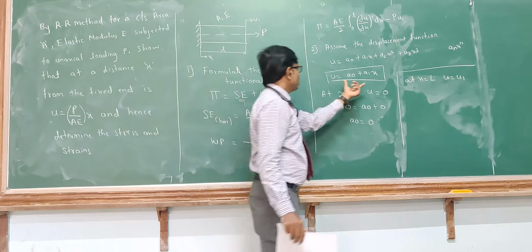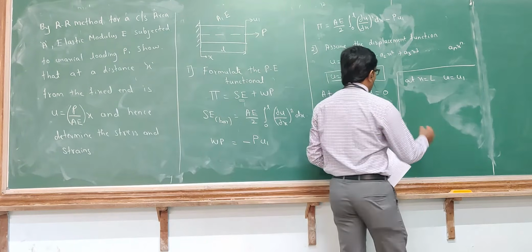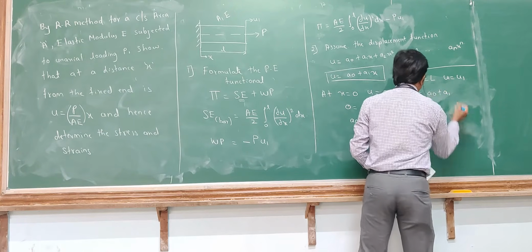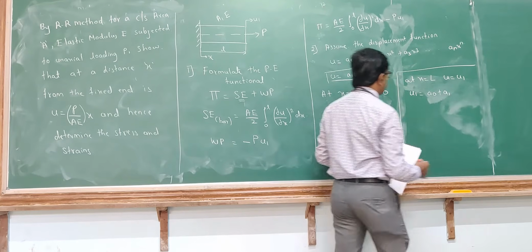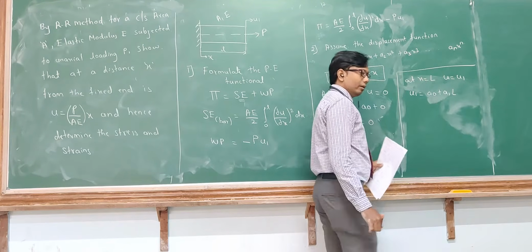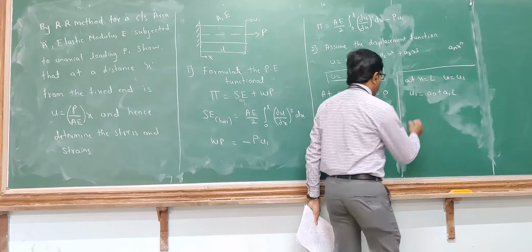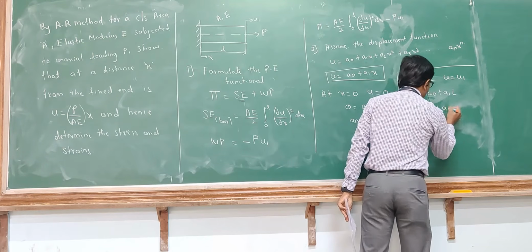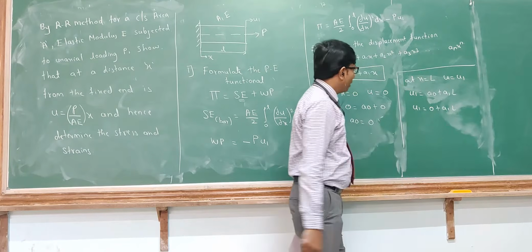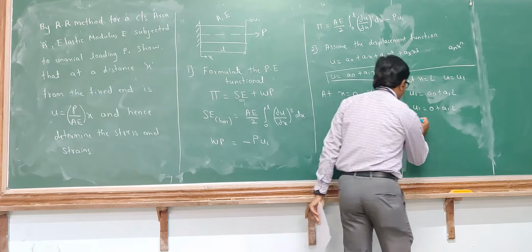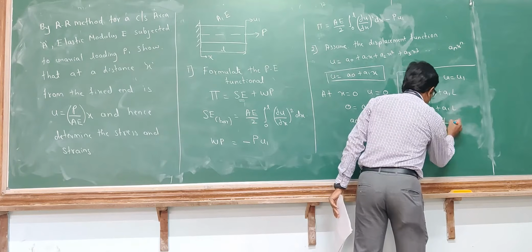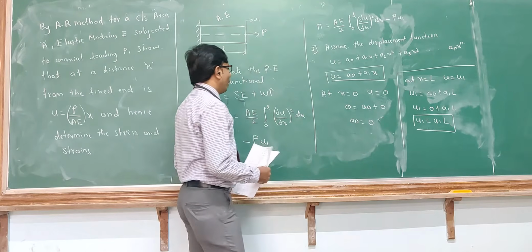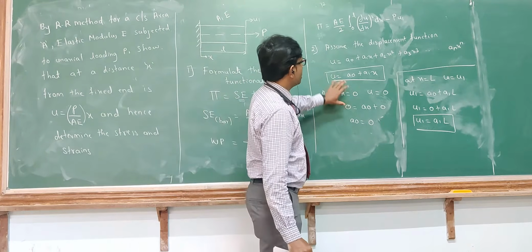So if I substitute the same thing in this particular equation, u1 is equal to a0 plus a1 L, since at x is equal to L it becomes a1 L. You know that a0 is 0, so u1 is 0 plus a1 L. So wherever u1 comes, I will be writing it as a1 L.